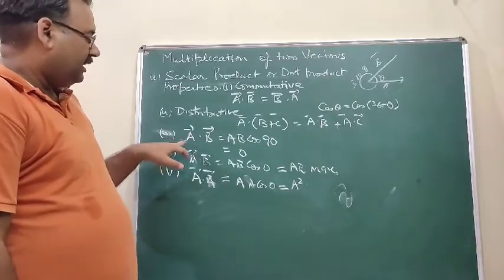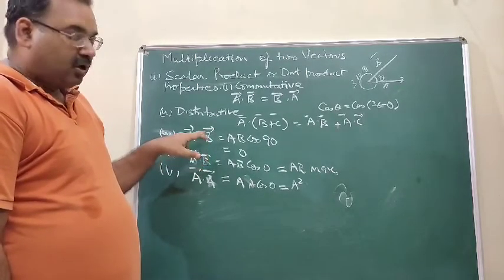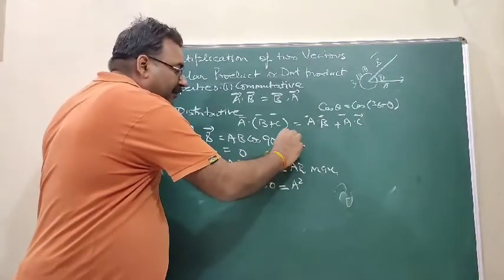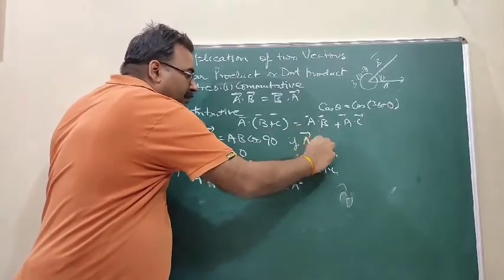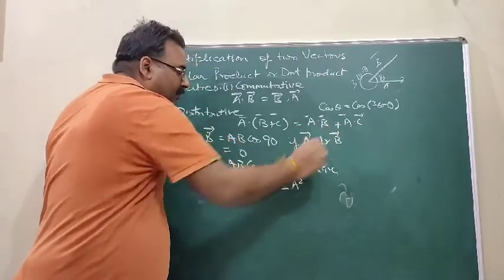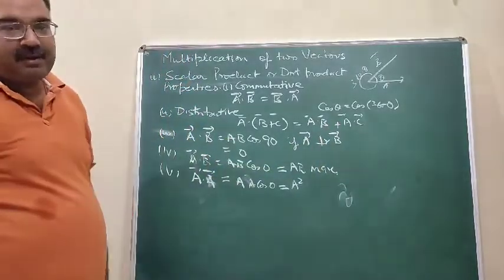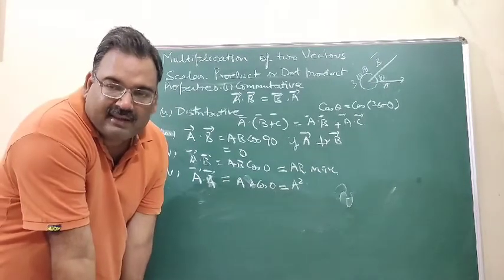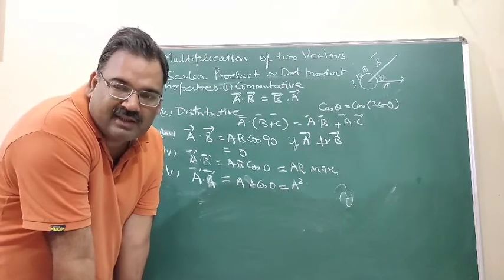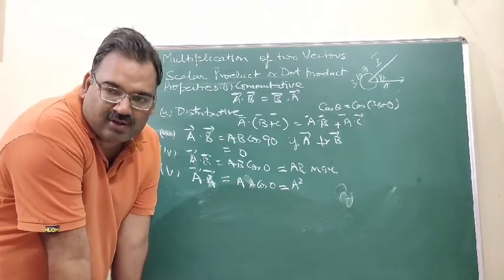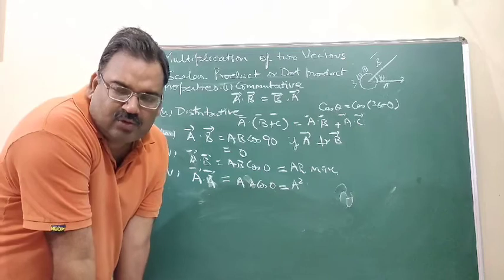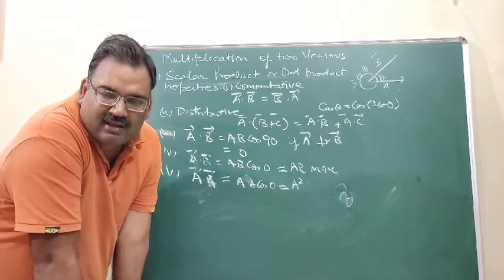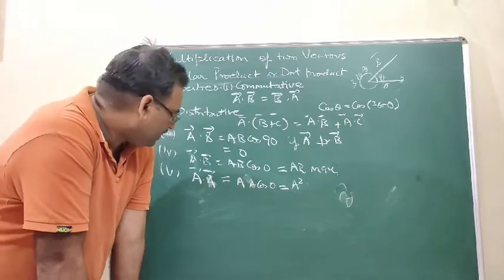The third one is A dot B. Now this property is important. If vector A is perpendicular to B, what does it mean? That the angle theta is equal to 90 degree. So AB cos 90. Cos 90 is 0. Therefore the product value is 0. So if two vector quantities are at an angle of 90 degree to each other, then their scalar product is 0.